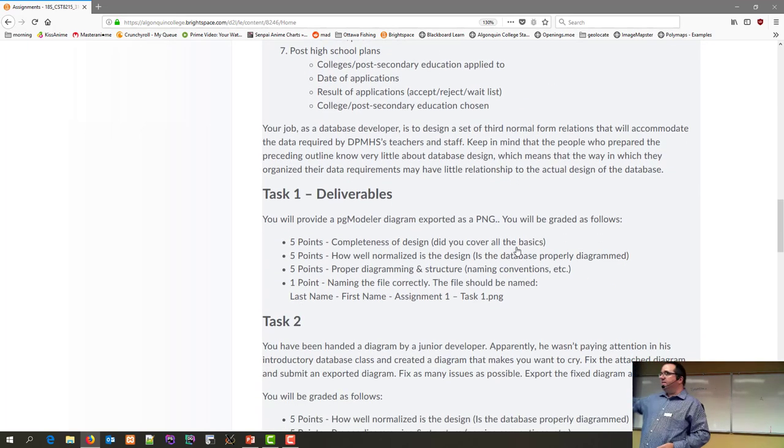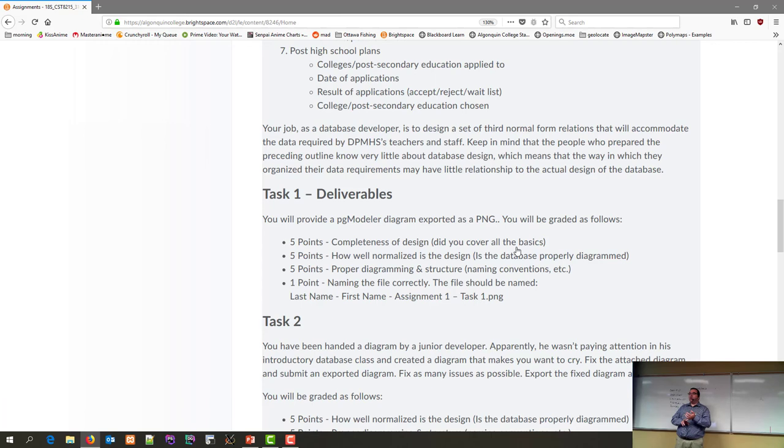So you're going to take this information. You're going to create some third normal relations. You're going to basically create a database diagram for me. And you're going to give me a pgModeler diagram exported as a PNG. You're going to be graded as follows.